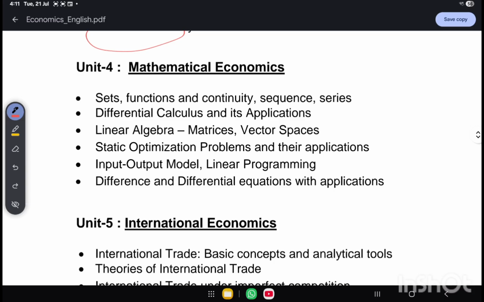Next comes mathematical economics, where you're going to learn about sets, functions, sequences, series, differential calculus, algebra, and also optimization problems, input-output model, and linear programming. If you are good at difference and differential equations with applications, that would be much better here.